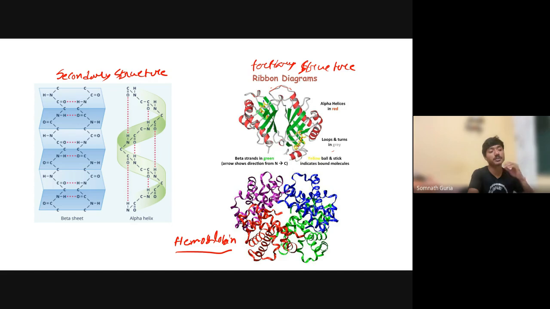In hemoglobin, there are four myoglobin-like units. They interact, connecting through salt bridge interactions. The purple color is one unit, blue is another unit, green is unit 3, and red is unit 4. These four units are interconnected through salt bridge interactions, and that creates the quaternary structure of the protein.